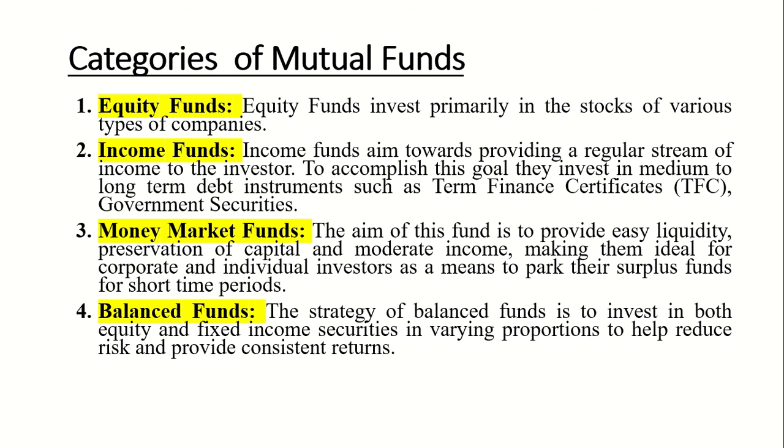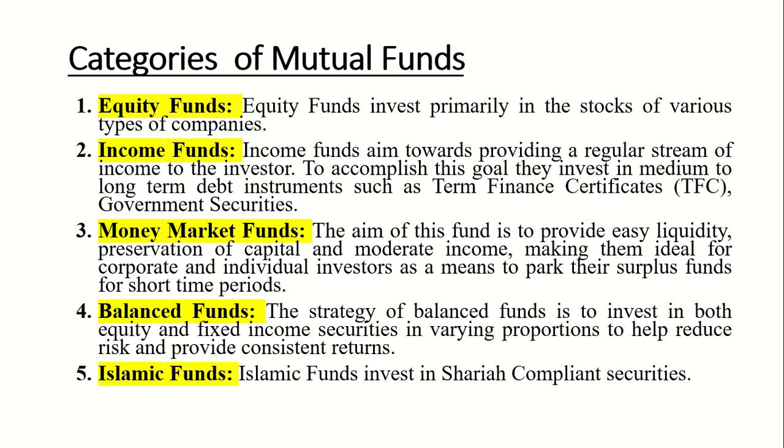Then comes the balanced fund. Now, balanced fund, as the word suggests, is a fund invested in both stocks and securities like bonds. So here the combination of debt and equity is maintained. Thereby it's called a balanced fund, whereby you also earn capital gains on the stock side, and you can have regular income on the bonds. So it just gives you a balance. Then comes the Islamic funds, which are invested in Sharia-compliant securities like sukuk bonds. So hopefully you have learned about mutual funds.